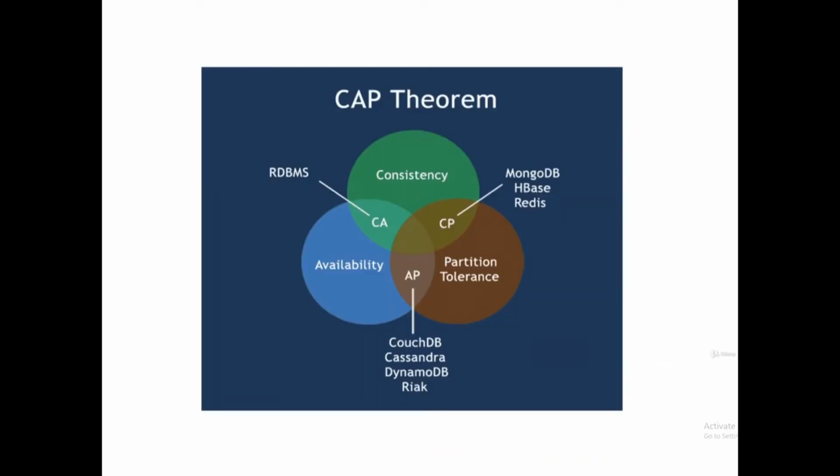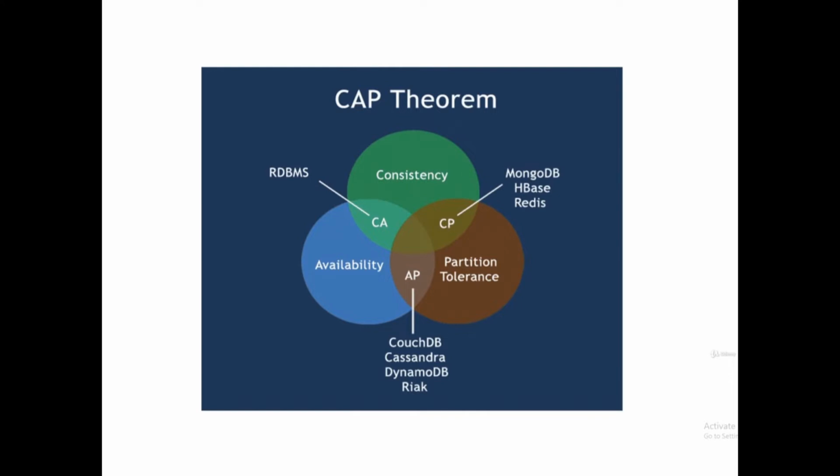This diagram shows the classification of different databases based on the CAP theorem. A CP database delivers consistency and partition tolerance at the expense of availability. An AP database delivers availability and partition tolerance at the expense of consistency. A CA database delivers consistency and availability.